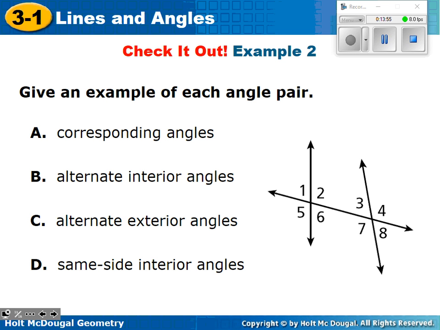All right, let's see how you're doing. Dylan, can you give me a pair of corresponding angles? 5 and 7, very good. Tori, can you give me a pair of alternate interior angles? 2 and 7, very good.